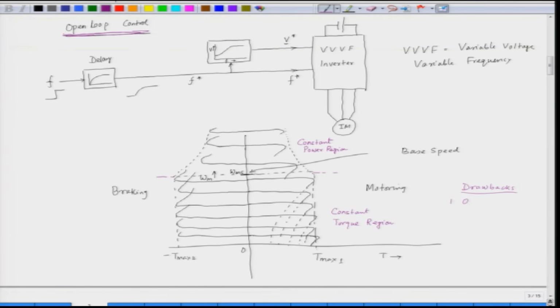This is an open loop control. No direct control over the motor current, and stability may not be guaranteed in transient condition.